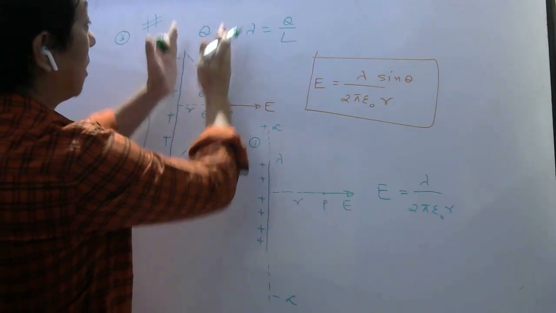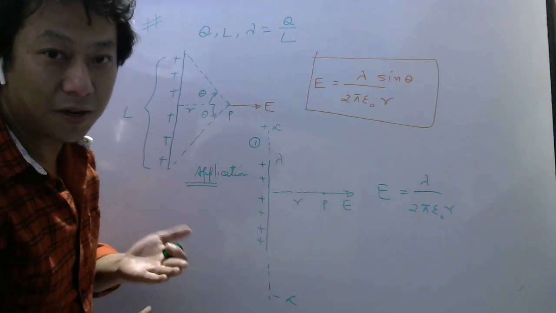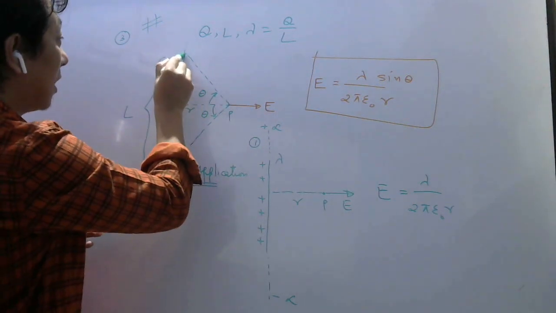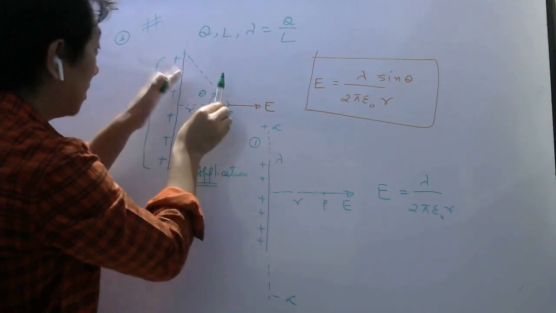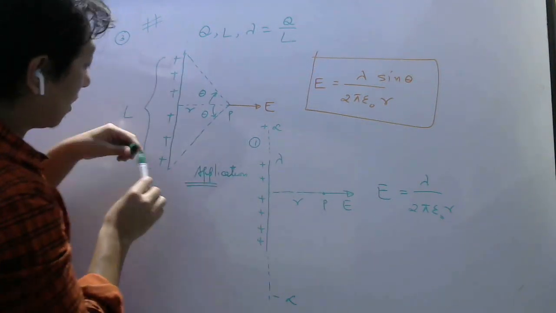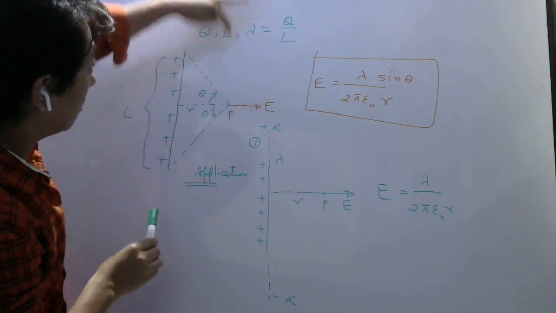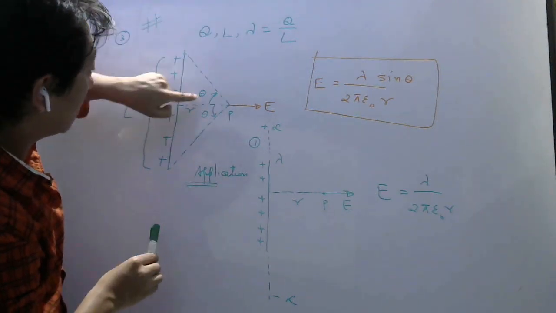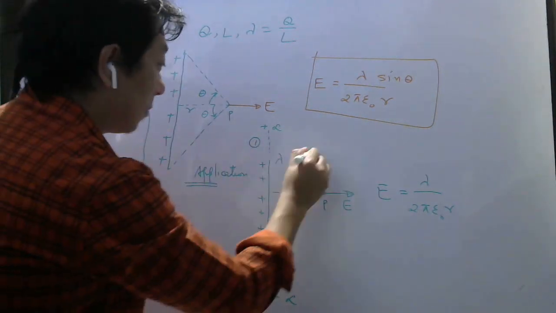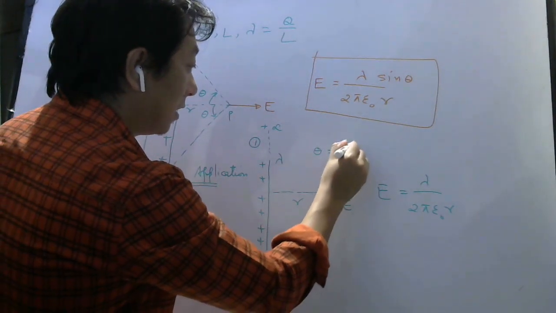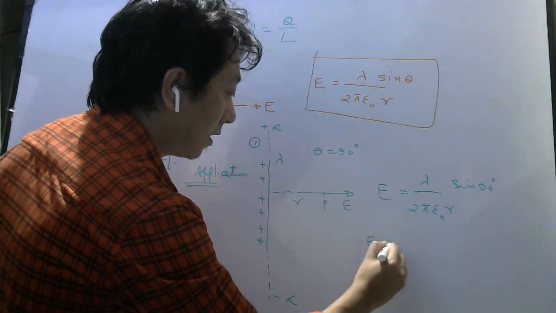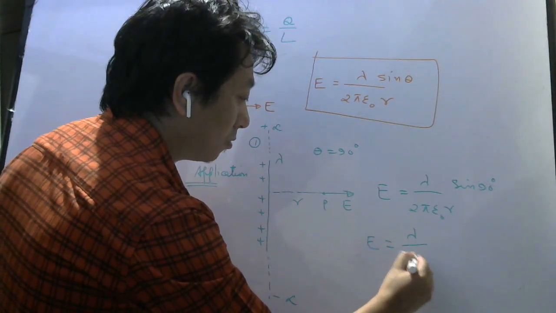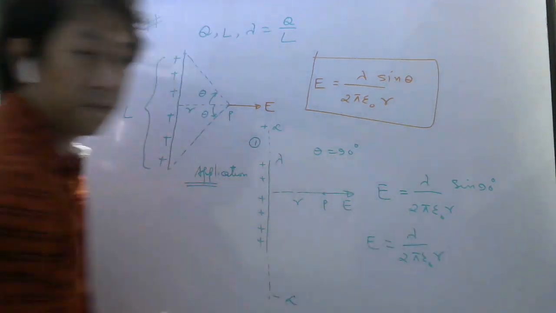You know that parallel lines meet at infinity. So if this end goes to infinity, then this line will become parallel to this line. In that case, what will be theta? If this line is parallel to this line, what will be this angle? 90 degrees. So in this application theta is 90 degrees, so this will be sine 90 degrees. So what will be the electric field? Lambda divided by 2 pi epsilon naught r.